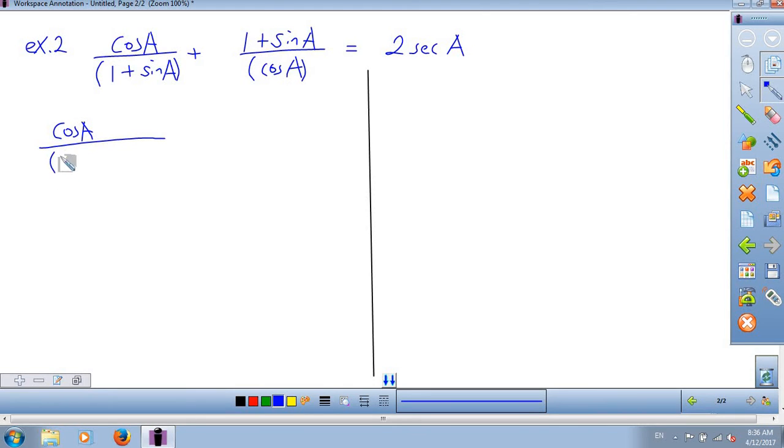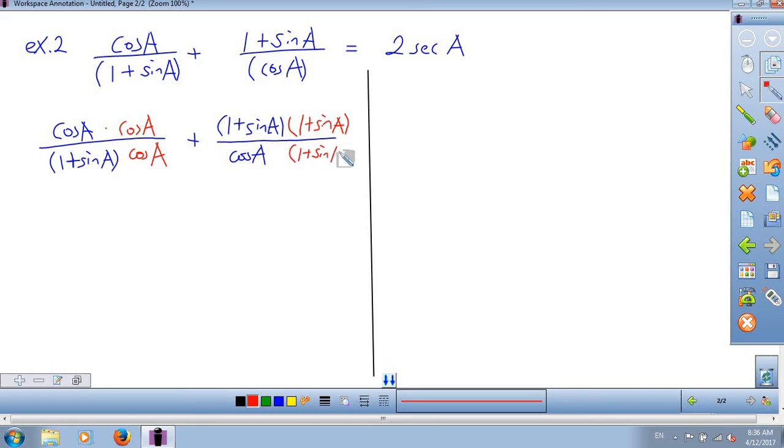So let's go ahead and write it out a little bit more. So that means my common denominator would be the product of 1 plus sine times cosine. That means I need to multiply by cosine over cosine for the first fraction. And the second fraction, I need to multiply by the other denominator, which is 1 plus sine A, times 1 plus sine A. Alright? So this is a basic way of working with fractions. Now we are ready to go ahead and combine those two.